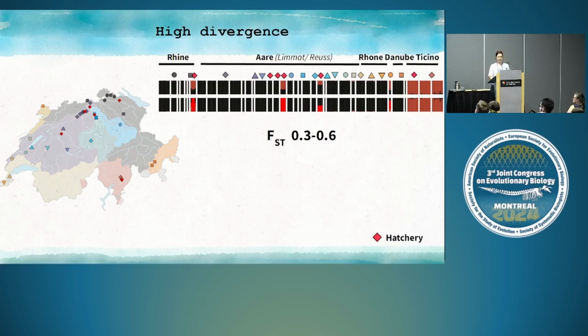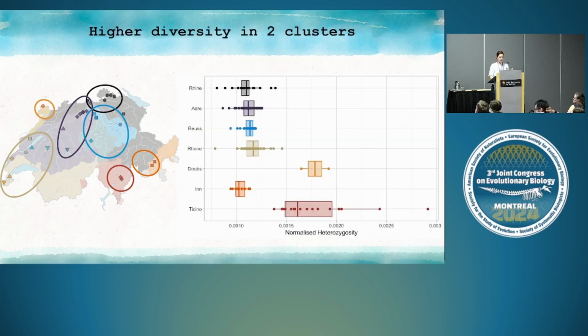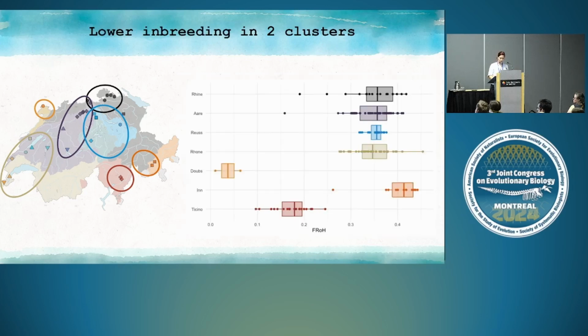But if we do dig a little bit deeper, we do actually see the same kind of pattern as we saw on the PCA, that we have roughly 7 wild clusters that correspond pretty well to the different catchment areas in Switzerland, as well as these 3 different hatchery clusters. And in terms of diversity, we can also see that these 2 very divergent populations, the one in the south and the one in the northwest, have much higher heterozygosity and nucleotide diversity in comparison to our other populations. And not so surprisingly, they also have much less inbreeding.